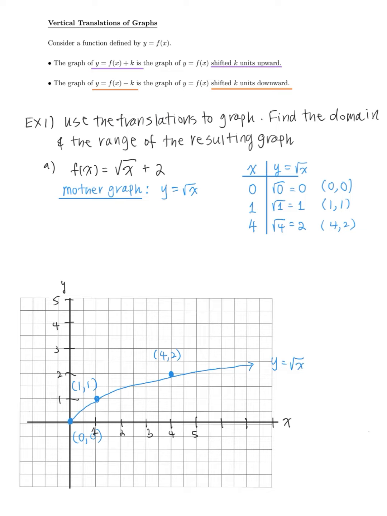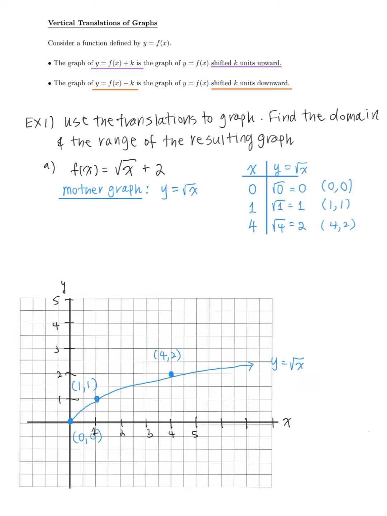All right, now let's look at our f of x. What we want to graph is square root of x and then plus 2. So what do you think we need to do? Yes, we need to shift this mother graph 2 units upward. Because if I add k to the mother graph, the graph of y equals f of x will be shifted k units upward.